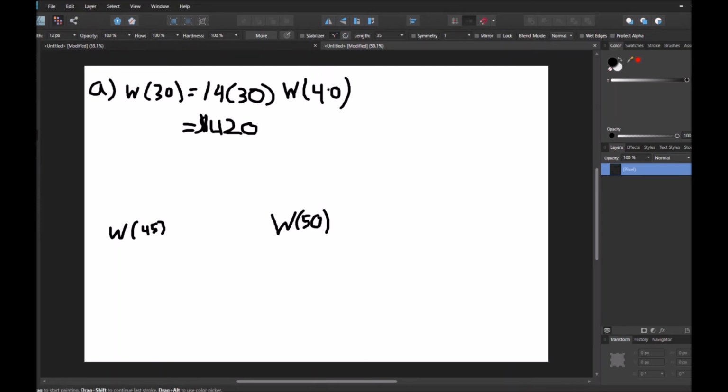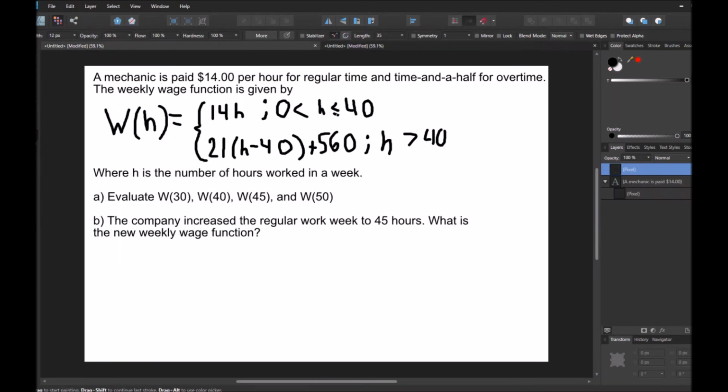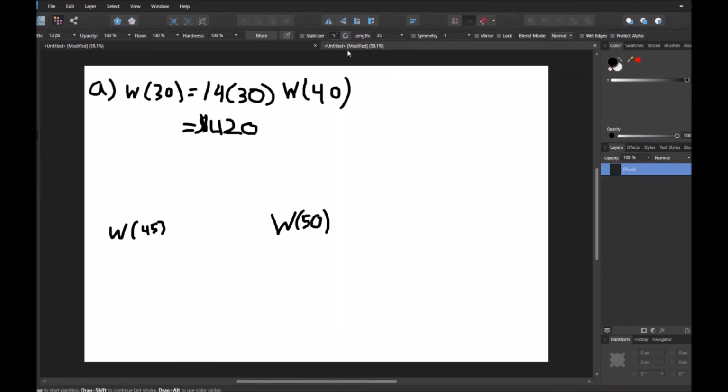So if we go to W of 40, we look here, 40 is greater than 0 and 40 is less than or equal to 40. So we're still going to be using this top piece right here. So that's going to be 14 times 40. And then if you go ahead and multiply that out, our answer is going to be 560, meaning that the mechanic would make $560 that week.